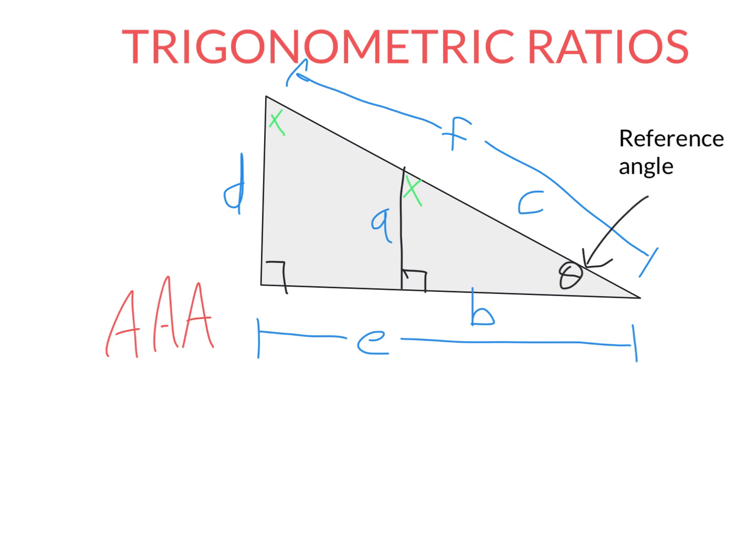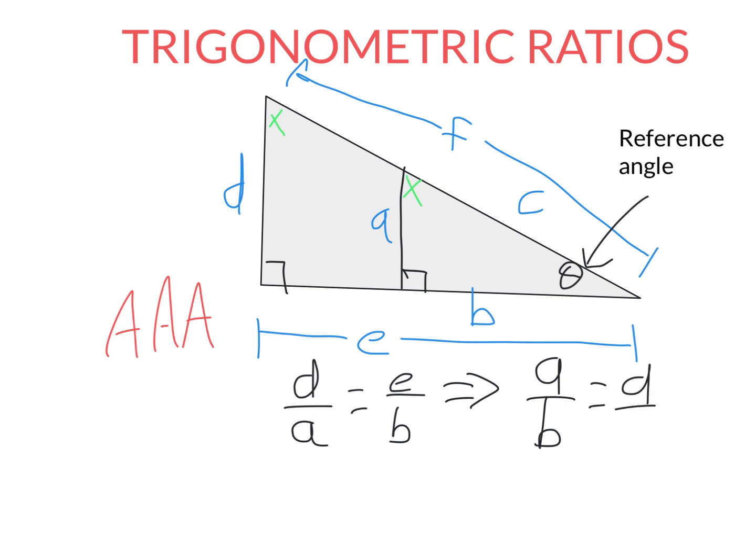Now we've learned that if two triangles are similar, then sides are in proportion. So this means, for example, that D over A is equal to E over B. Because the sides are in proportion, the ratio of the two shorter sides in each triangle will be the same as the ratio of the two middle sides. But I could easily rearrange this equation and I would get A over B is equal to D over E. That's just a little algebra there.